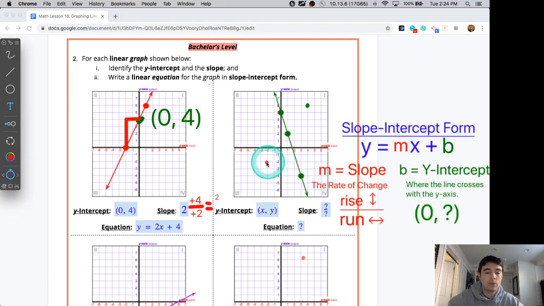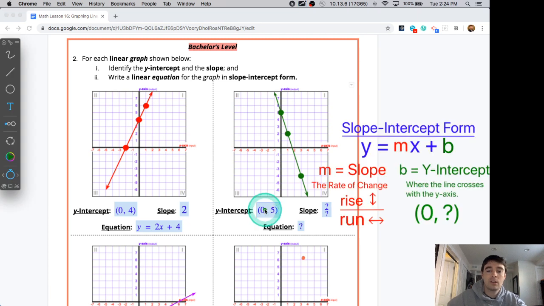Alright, so coming back to our work and cleaning up some of the old stuff. Now we're looking at this green graph, and the first thing I need to find for that green graph is going to be the y-intercept, and that y-intercept for the green graph happens to be sitting right here. So that y-intercept, the coordinates are (0, 5).